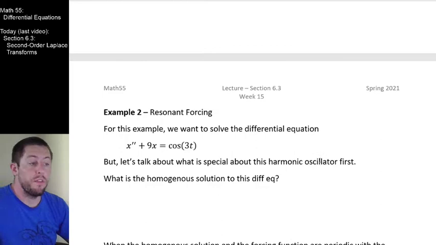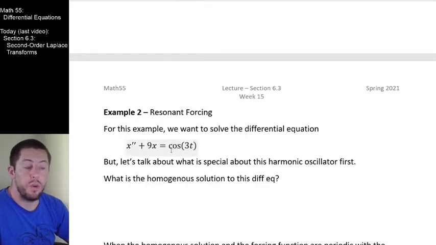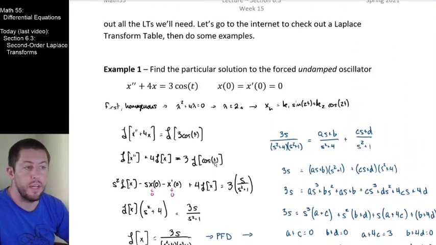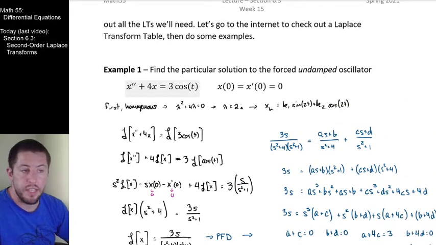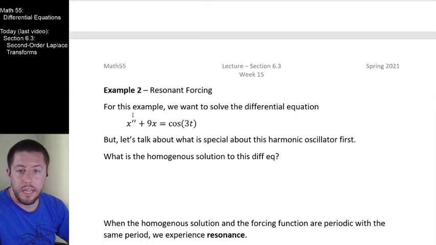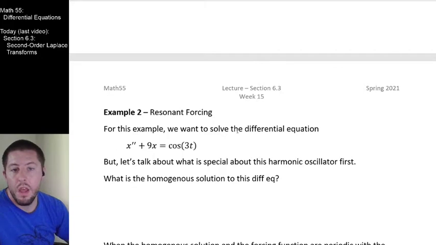Resonant forcing. So for this example, we want to solve another differential equation. You should see that this differential equation looks a ton like this one did, right? Second derivative is there, first derivative is not, zeroth derivative is there, and then just a trig function on the right. So what's different about this one?